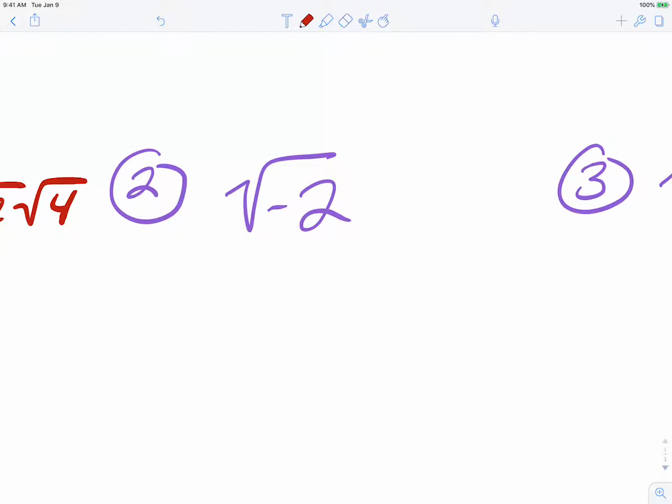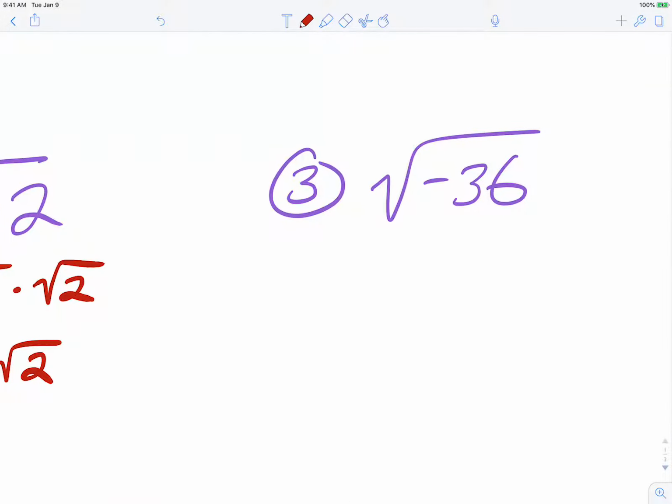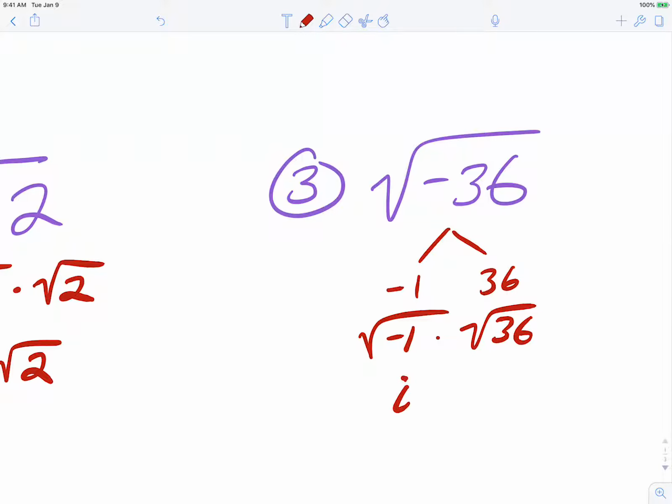Number 2, the square root of negative 2. So that is negative 1 times 2. 2 doesn't have any other factors. So the square root of negative 1 is i, and the square root of 2 stays the square root of 2. For the square root of negative 36, again, that can be negative 1 times 36, so the square root of negative 1 times the square root of 36. Square root of negative 1 we call i, and the square root of 36 is just 6, so that's 6i.